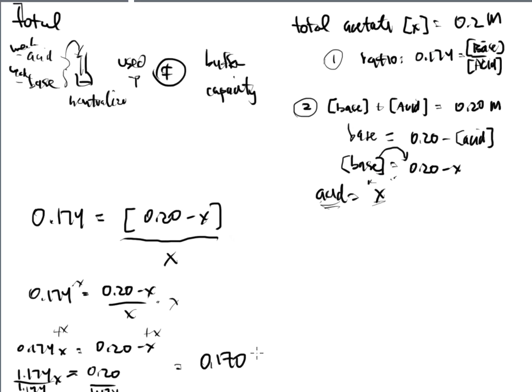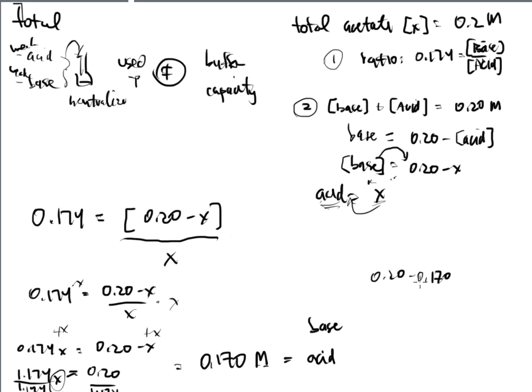And this gives me the answer in molarity, and this is my x number, kind of, right? So there's my x. My x represents the acid concentration, so this is the concentration of the acid. Now, if I need the concentration of the base, what I would then do is take 0.20 and subtract x from it, which is 0.170.